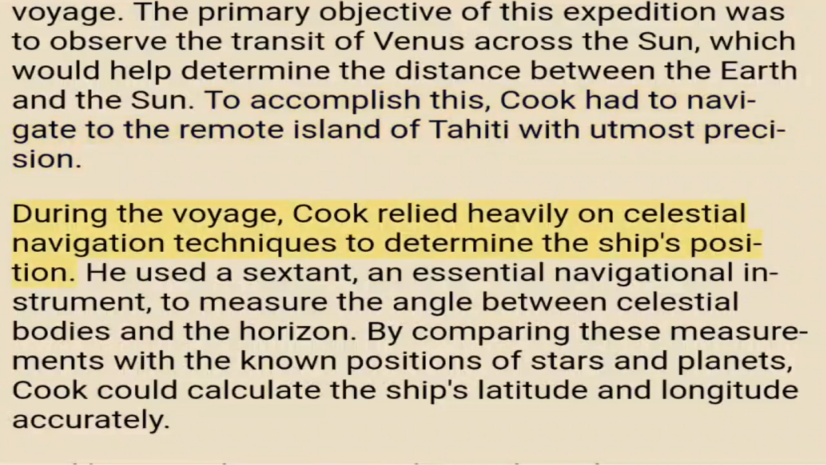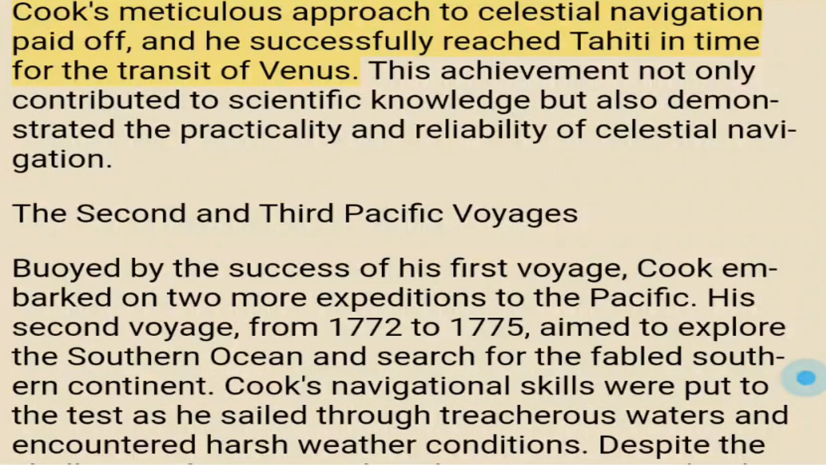During the voyage, Cook relied heavily on celestial navigation techniques to determine the ship's position. He used a sextant, an essential navigational instrument, to measure the angle between celestial bodies and the horizon. By comparing these measurements with the known positions of stars and planets, Cook could calculate the ship's latitude and longitude accurately. Cook's meticulous approach to celestial navigation paid off, and he successfully reached Tahiti in time for the transit of Venus. This achievement not only contributed to scientific knowledge but also demonstrated the practicality and reliability of celestial navigation.